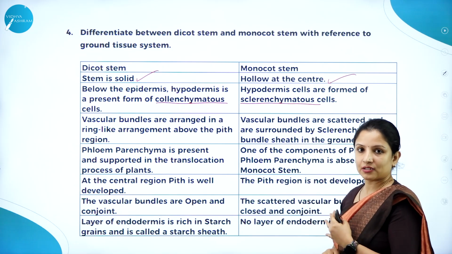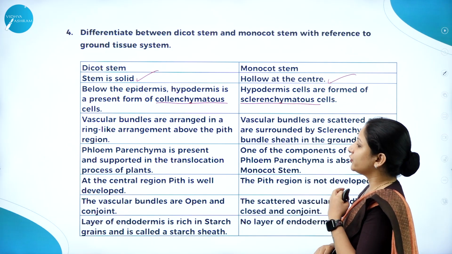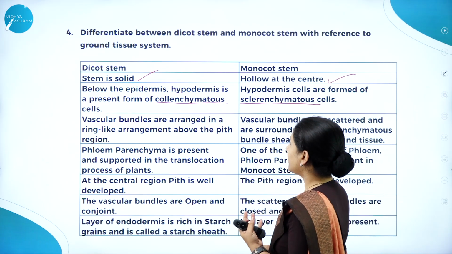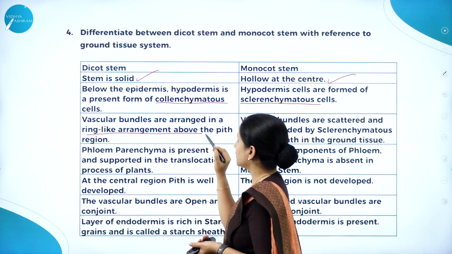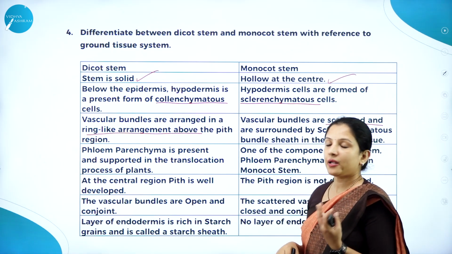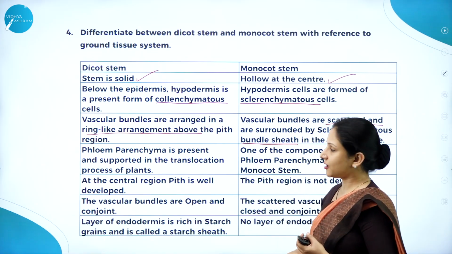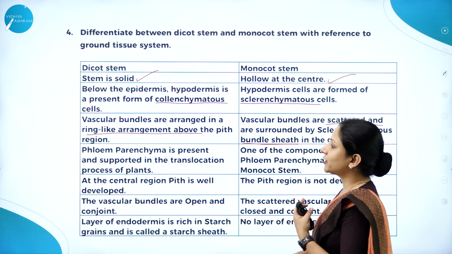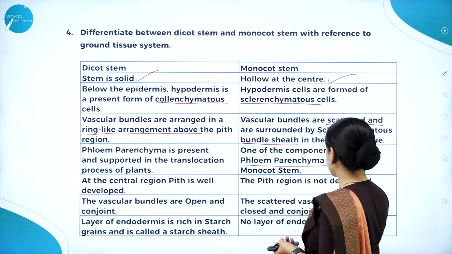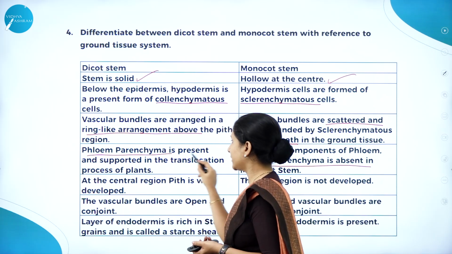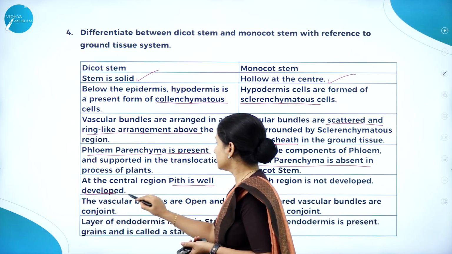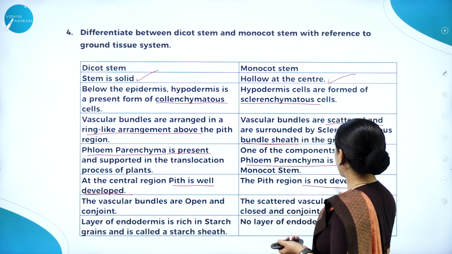If you write the ground tissue system, that is enough. Or, talking about the vascular bundles, you can write about the pith and all that. So vascular bundles are also included here. In dicots, vascular bundles are arranged in a ring-like arrangement around the pith. In monocots, the vascular bundles are scattered and covered by a bundle sheath, which is sclerenchymatous in nature. Next, in the dicot stem, phloem parenchyma is present, but in monocots, phloem parenchyma is absent. Next, in dicots the pith is well developed, while in monocots the pith is not that well developed.